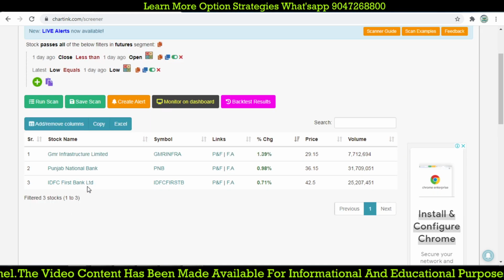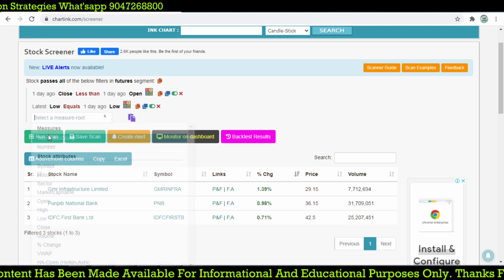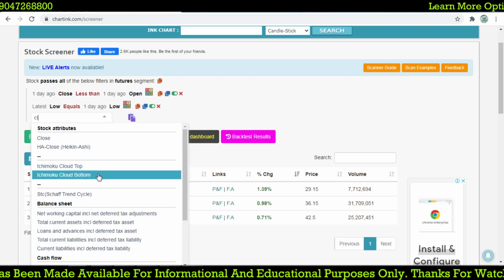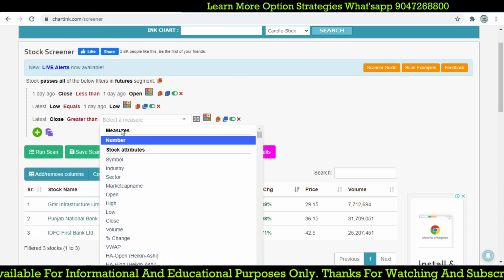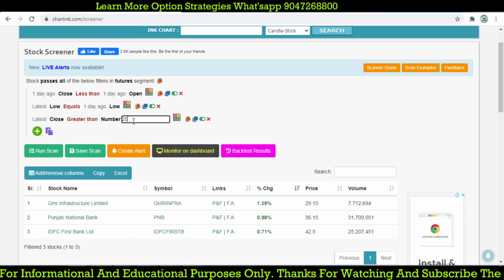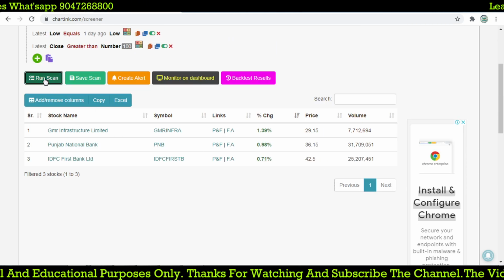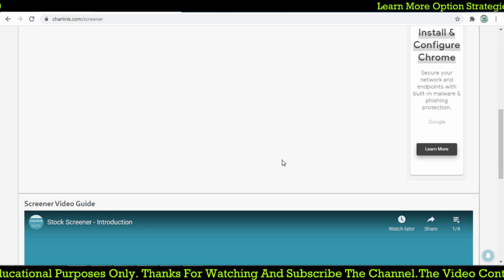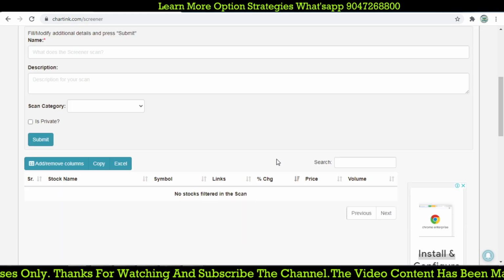So Punjab National Bank, IDFC Bank, and we'll do one filter. The stock's latest close is greater than 100. So we will check the stocks which are trading over 100 rupees. We will find out. Okay, so run the scan and we'll save the scan.